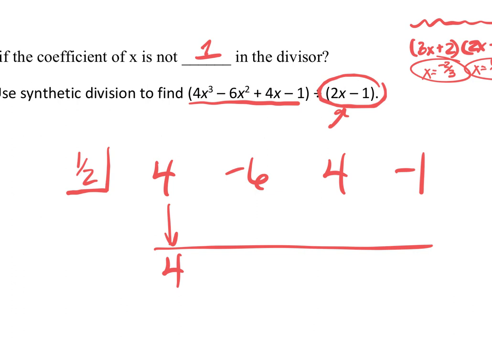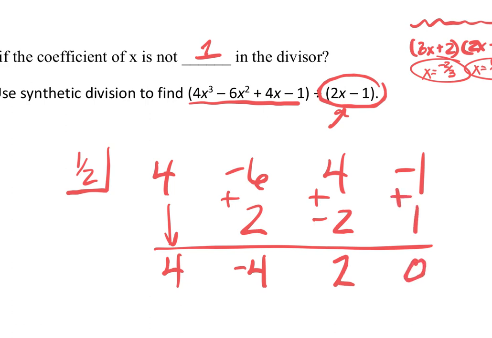So 4 times 1/2, or 4 divided by 2, is positive 2. I'll put that answer there and add those together, and sure enough, get another -4, which is kind of nice. I'm going to take that -4 and multiply it by 1/2 and get -2. And sure enough, add those together and get a positive 2, which is also divisible by 2. 2 times 1/2 is 1. Add those together and get a nice remainder of 0.